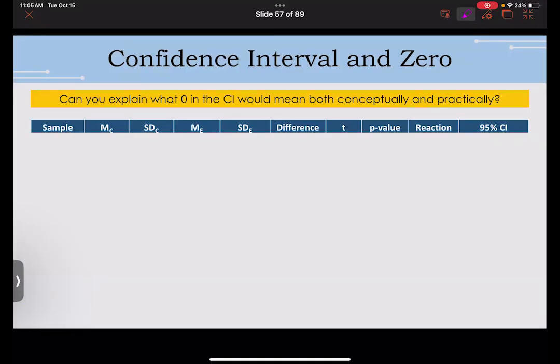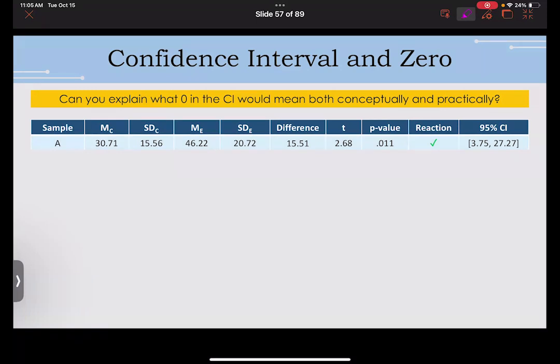Confidence intervals and 0. Someone asked, can you explain what 0 in the confidence interval would mean both conceptually and practically? Thank you for that distinction. It's a great distinction because they're different. So let's look at 3 different examples of confidence intervals. Here's the first one: a confidence interval from 3.75 to 27.27 with a parameter estimate of 15.51. So here's 15.51 in the middle. It goes from 3.75 to 27.27.